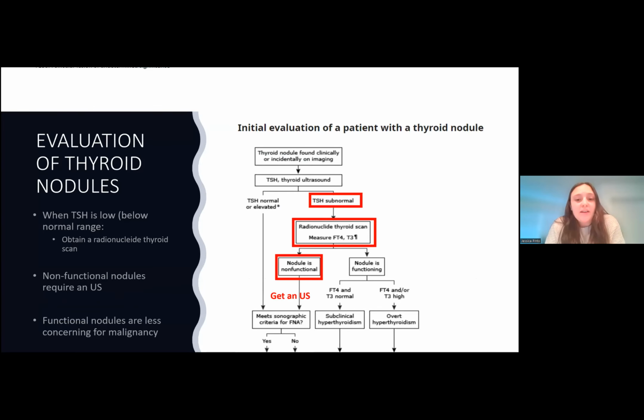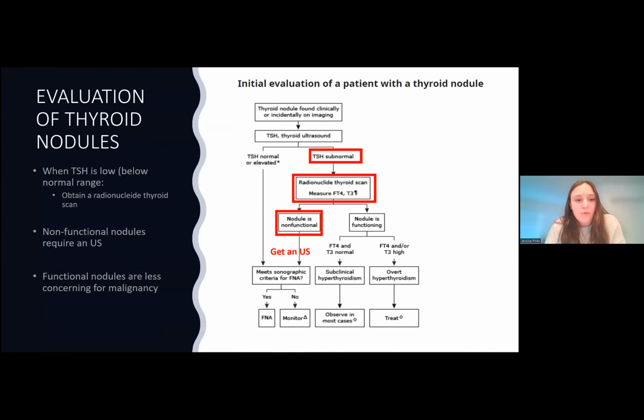So coming back to this, you have a thyroid nodule, but now the TSH is not normal, nor is it elevated, but it's actually low. The important next step here is not necessarily the thyroid ultrasound. You might need the thyroid ultrasound, which is why it's recommended to get it early on. But the next step here is to get a radionuclide thyroid scan and measure your free T4 and total T3.